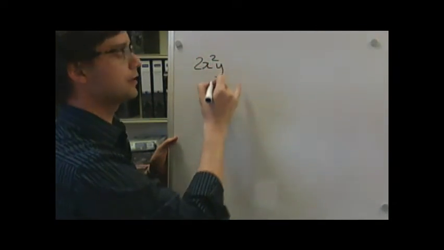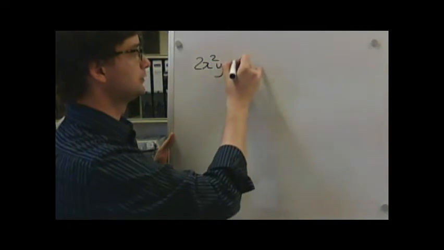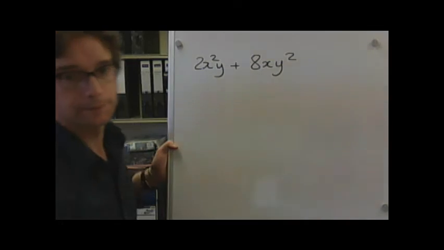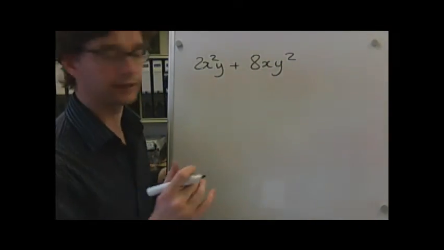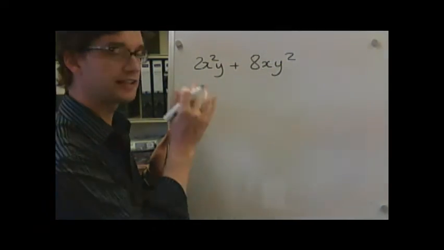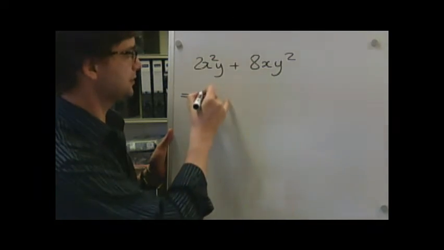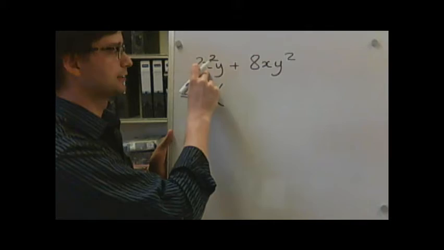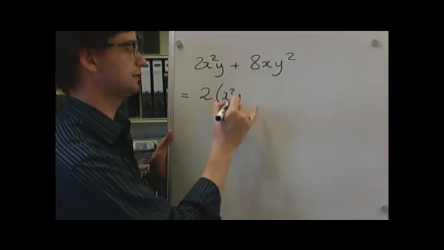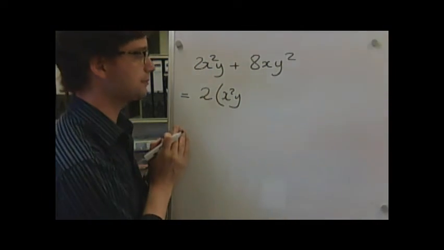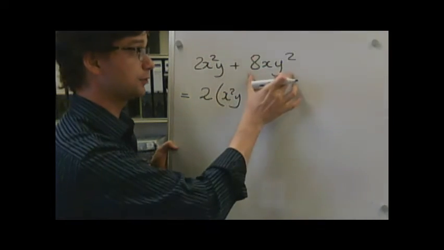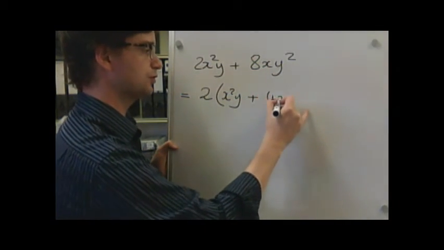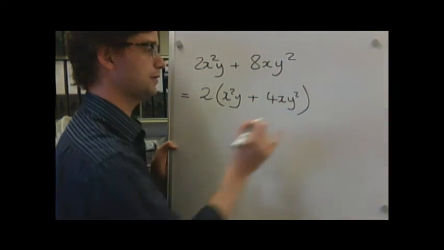2x squared y plus 8x y squared. And this is a bit complicated, but I'm going to make it easy by going bit by bit. I'm going to start by pulling out the 2. It's obvious I can get 2's out, right? So I've got x squared y, 2 times x squared y makes that. And I'm looking at this term, 2 times what makes that, and I'll need 4 lots of xy squared.